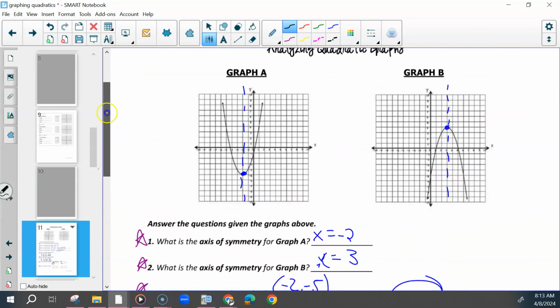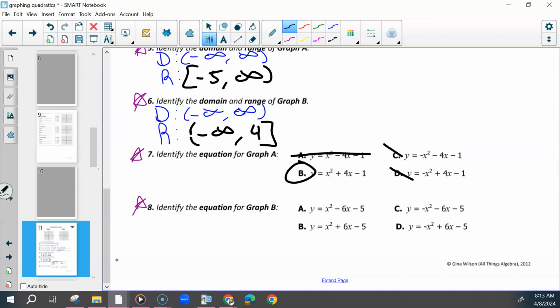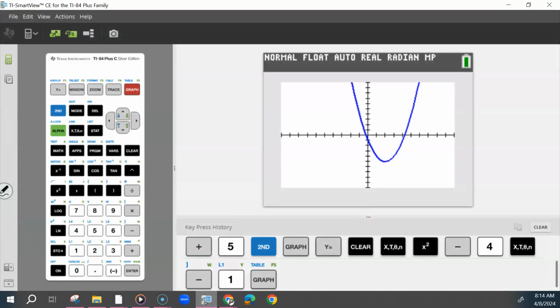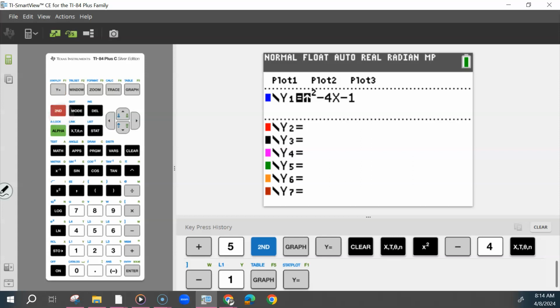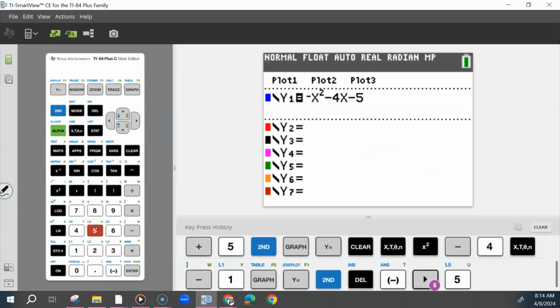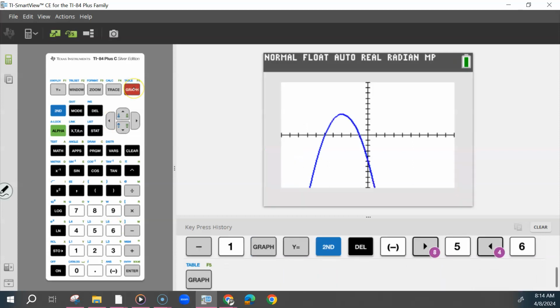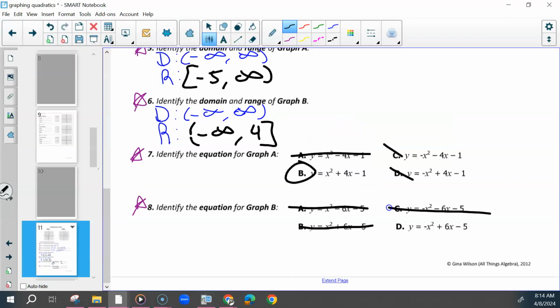Right, same thing for graph B. This one faces down, so which two could we eliminate? A and B. Which one do we think this might be? Okay, so let's graph C. Is that? No. So we have 50-50. So you need to be able to not only find them from the equation, but find all of this stuff from the graph as well.